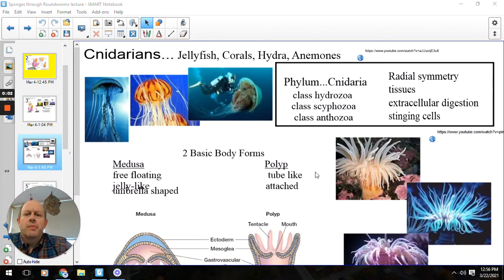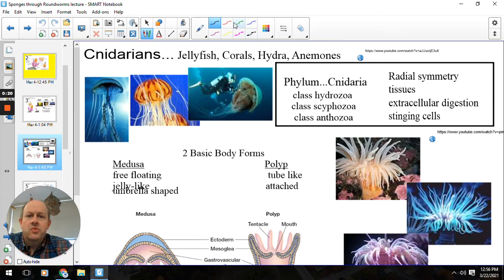Today we're going to talk about the phylum Cnidaria. And so this is going to be basically the jellyfish, corals, Hydra, anemones, and things that go into that category. And we are basically going to focus on three different classes in this phylum: the class Hydrozoa, Scyphozoa, and Anthozoa. Now there are other classes, Cubozoa would be one, and there are several others, but these would be the three big ones that we concentrate on in the phylum Cnidaria.